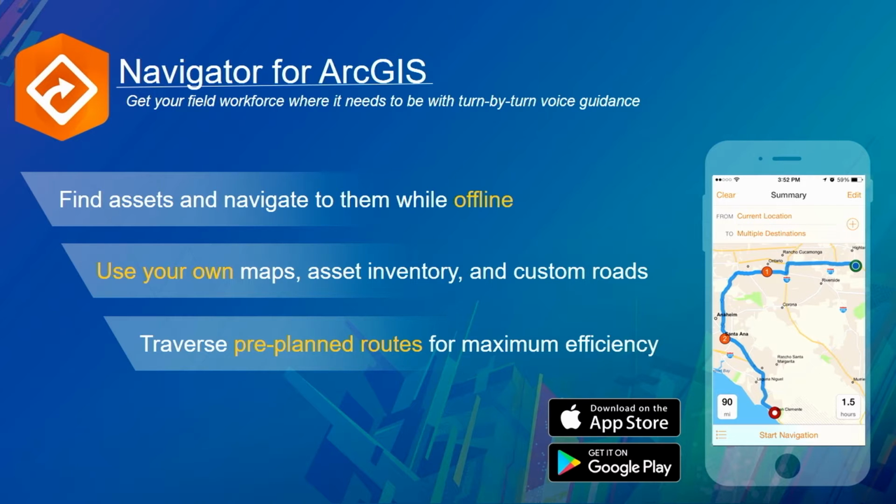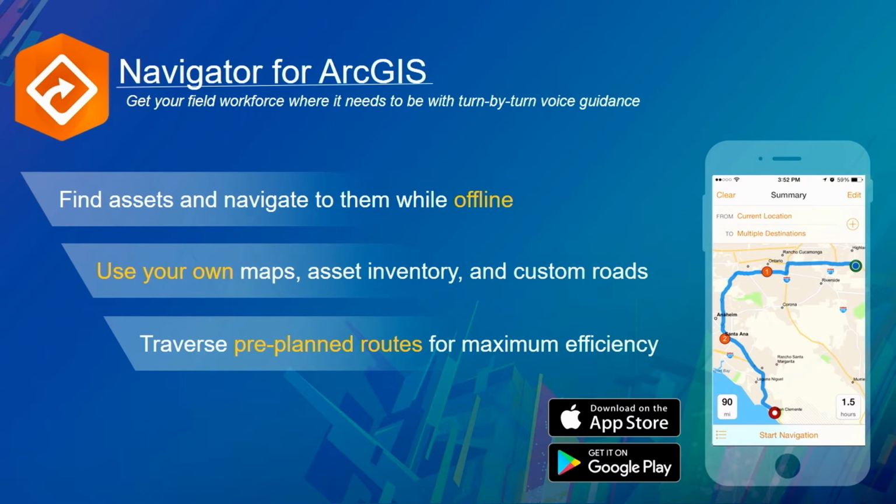The second piece is you can use your own maps, your asset inventory, and custom roads to get where you're needing to go. A lot of the other turn-by-turn direction apps don't integrate with your GIS system. Let's say you have all your well pads in your GIS, but how do you get out to them? How do you pass that over to one of those turn-by-turn systems? Sometimes it can be hard. And so Navigator, as part of the ArcGIS suite of applications, can pull in your information, your assets, as long as they're part of that offline package, and navigate you right to where you need to go.